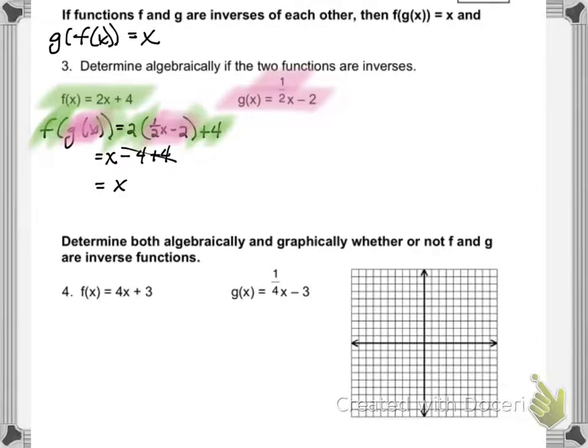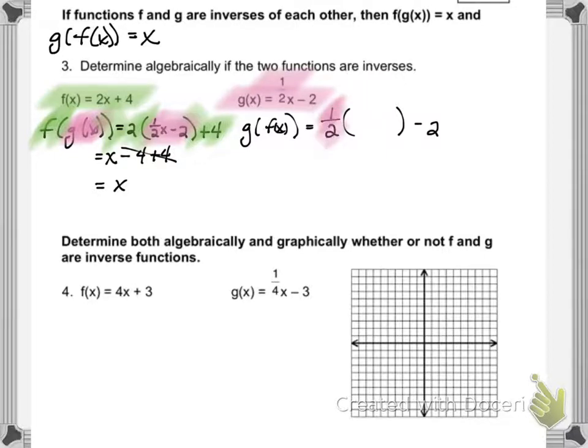If it's ever not x, you can quit with one time. But if it is x, you have to go ahead and check it both ways. So now we're going to start with g of x. So we're going to start with g, and we're going to put f of x into g. So we're going to start with 1/2 x. Now instead of x, remember we're going to put f in there, minus 2.